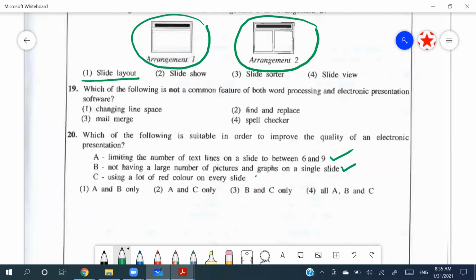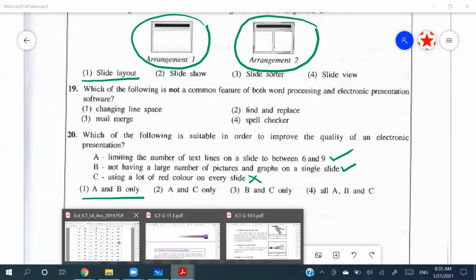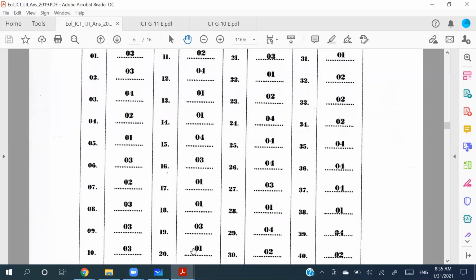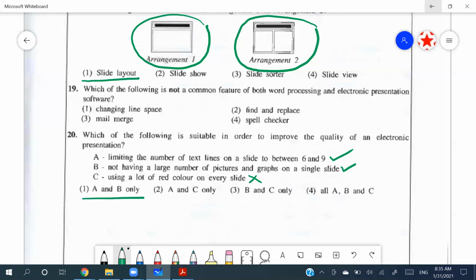So you have to be careful when the colors are used. So 1 and 2, A and B only, is going to be the answer for the 20th one. So 20th, yeah, first one is the answer. Right, people. So I'm going to end the session from this point. Before that, just let me know whether it is clear or not. Is it clear until this moment, people?